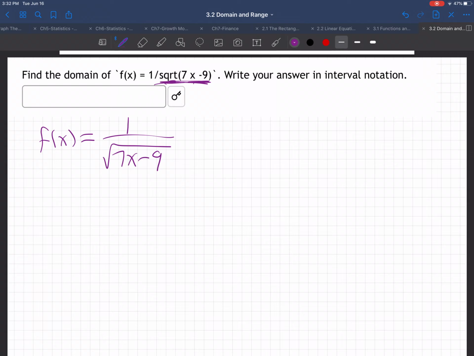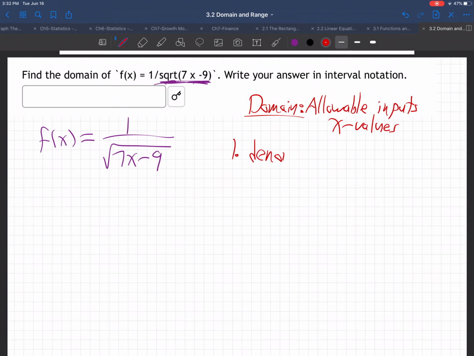Okay, so how do we find the domain of that? Well, let me come over here and be clear for you what domain is. Domain is allowable inputs. So domain or x values. Domain is what your x is allowed to be. So then there's two situations we watch out for. We say denominators cannot equal 0. So if we have a denominator, we set it not equal to 0, and we solve.